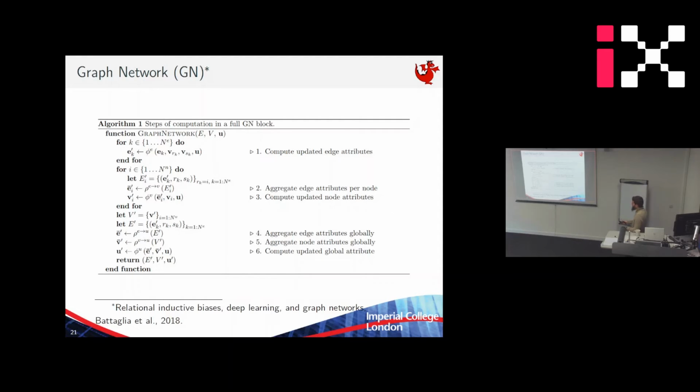It will take into account the two nodes involved in the edge e_k, the v's. And here you have those small indices r_k and s_k. What they mean is basically s means send, r means receive. Remember, we consider a directed graph. So when you have an edge from i to j, it doesn't mean you have an edge from j to i. Those indices tell you where the edge is starting from and where it arrives. So you have those two nodes, and you have this global attribute.